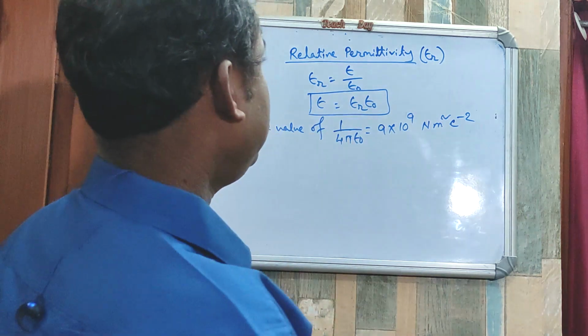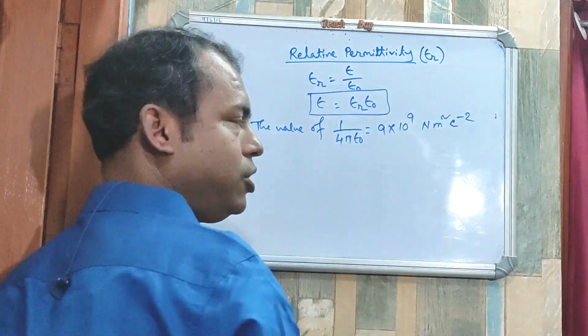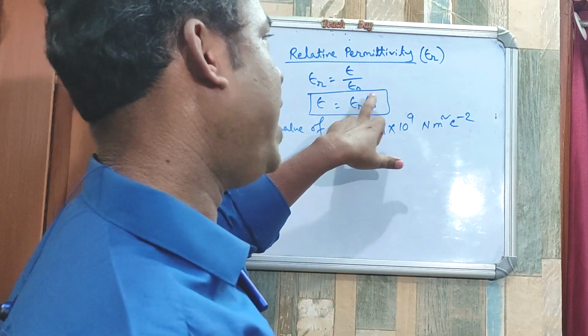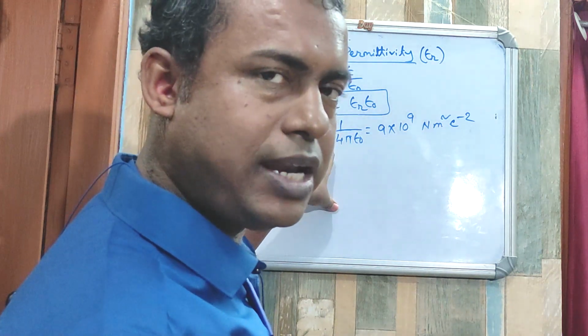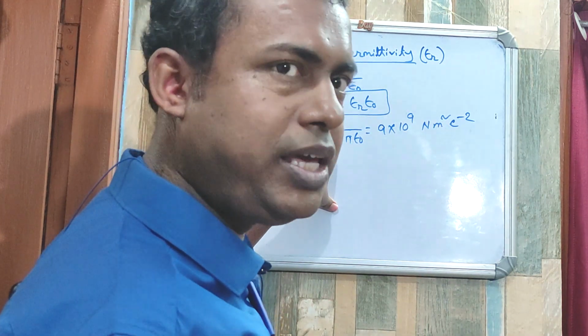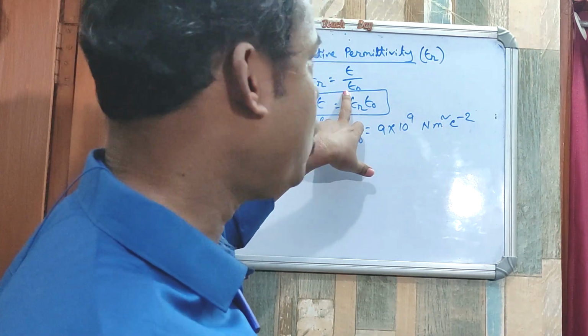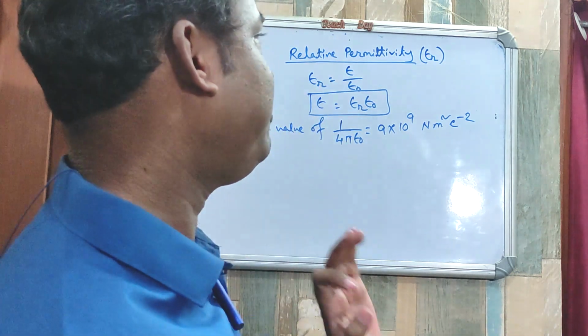By cross multiplication we obtain epsilon equals epsilon r into epsilon 0. So if I know epsilon r, the relative permittivity, and the epsilon 0 value, by putting these two values we can get the value of epsilon, the permittivity of a medium. Similarly, if I know the permittivity of a medium and epsilon 0, we can easily find the value of the relative permittivity.